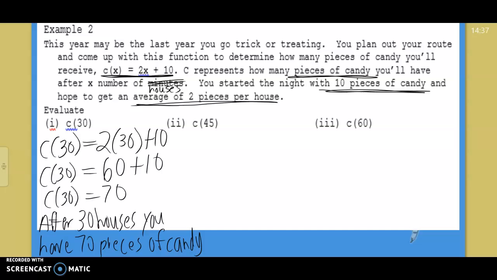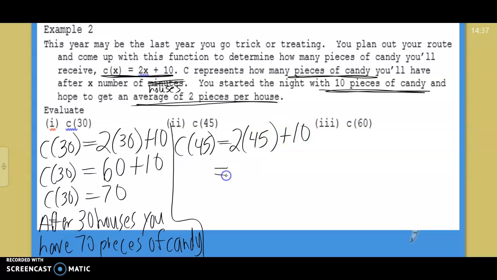What do we do? So C(45), just help me out here. How many houses have you visited? If it says C(45), Troy. 45. Very nice. So what are we going to do with that 45? What's that fancy word? We're going to substitute it in. And what's this going to help us find? The number of pieces of candy. Order of operations, multiply, then add. Hopefully we can do this in our head. 2 times 45 is 90, plus 10 is 100.